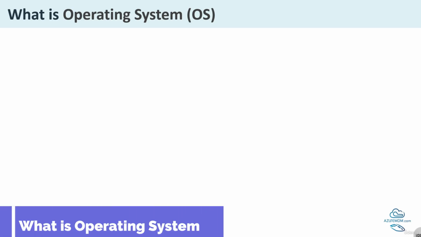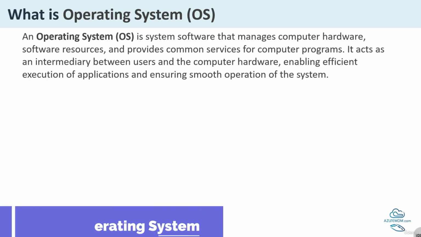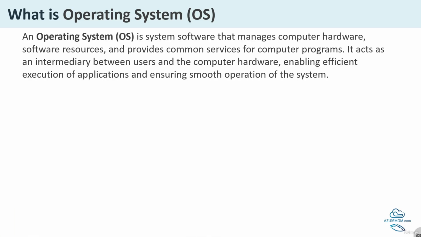What is an operating system? An operating system is system software that manages computer hardware, software resources, and provides common services for computer programs. It acts as an intermediary between the user and computer hardware, enabling efficient execution of applications and ensuring smooth operation of the system. Now, we'll understand about the key functions of an operating system.